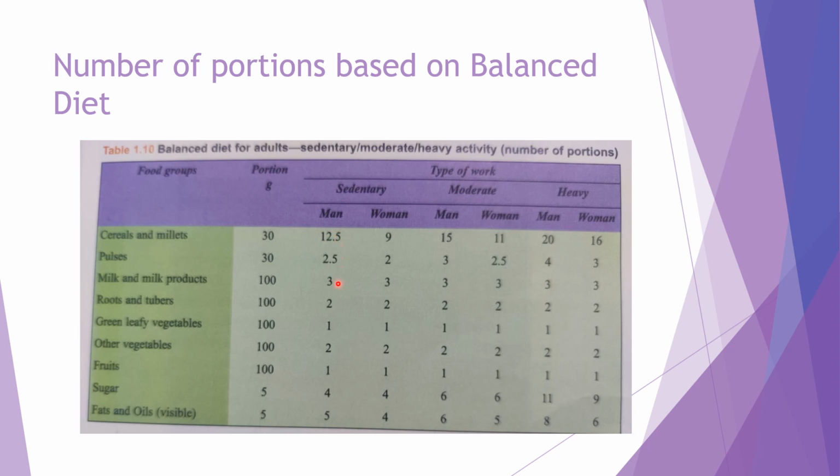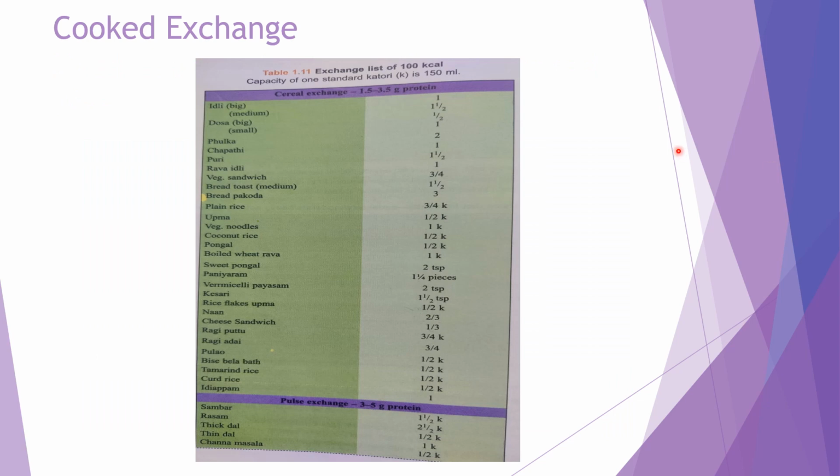So, for example, the total number of cereal exchanges will be 12.5. In each of the meals you can give 3 exchanges: breakfast 3, lunch 3, snacks 3 and dinner 3, including all the meals of the day, that is coming around 12. Like that, the exchanges can be divided into a number of meals. Now food can also be prescribed in terms of cooked exchange.